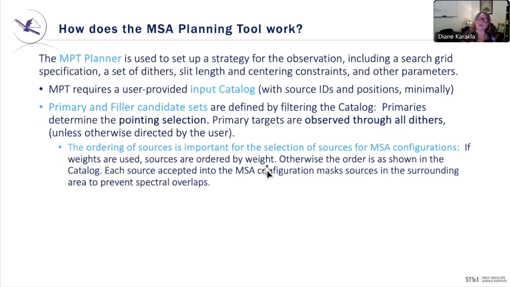If it selects that source, if it passes all the criteria, that prevents other sources nearby from being selected in the configuration. So as you go through the catalog, you're eliminating areas where other sources are viable. Okay, so the order matters.